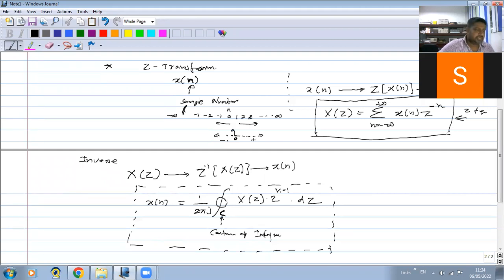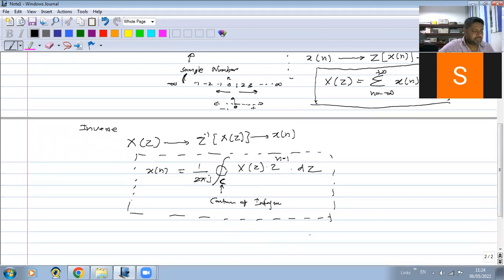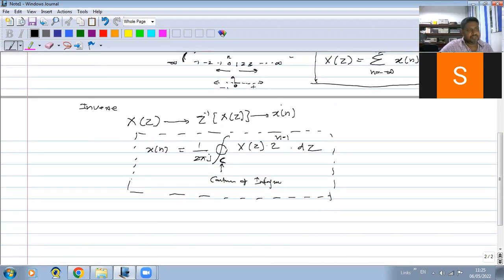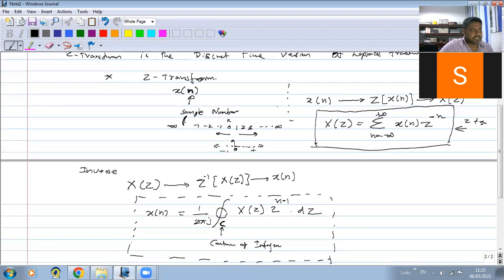Actually this is somewhat complex, because we need to understand the complex variable theory. Otherwise it is hard to perform this kind of integration. I think in your mathematical module you have learned this contour integration. Anyway, in this course we are mainly focusing on Z transformation, not inverse Z transformation.